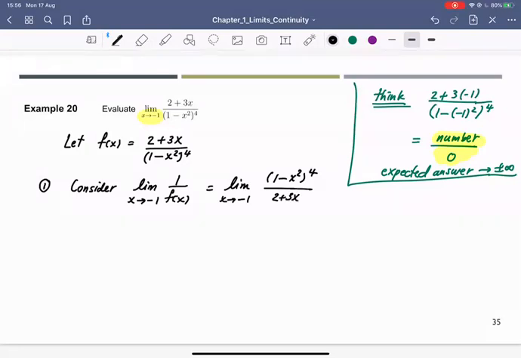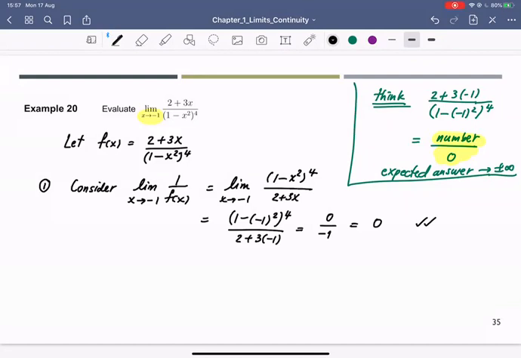And then after that, this is easy because if I use the limit law, it's going to be 1 minus (negative 1) squared, to the 4th power, over 2 plus 3 times negative 1. That is 0 over negative 1, which is 0. Here we go. I'm done with condition number 1.